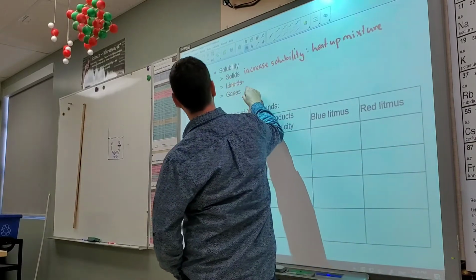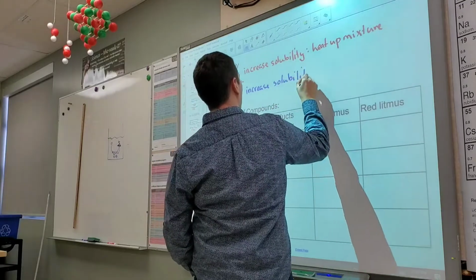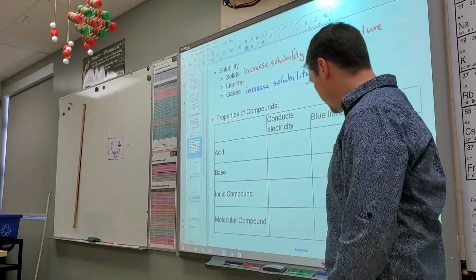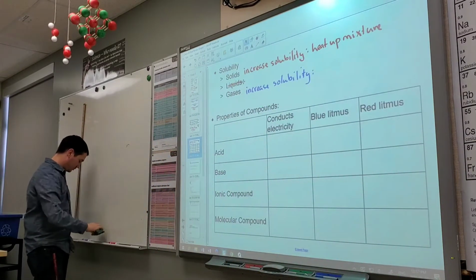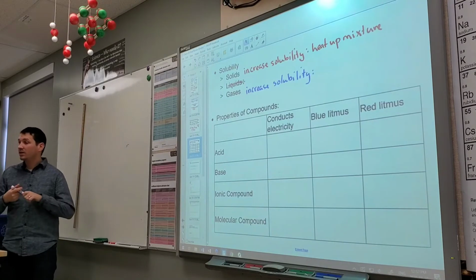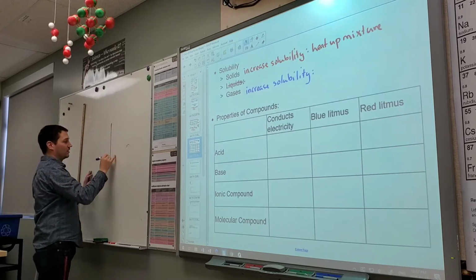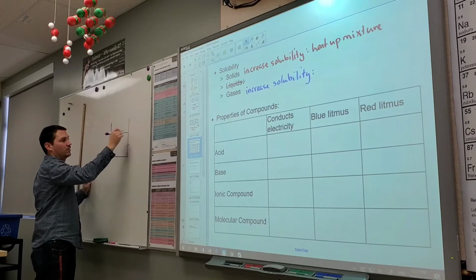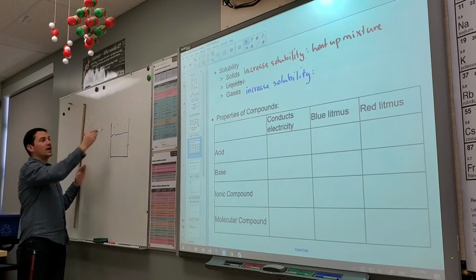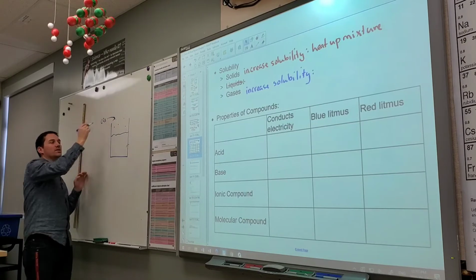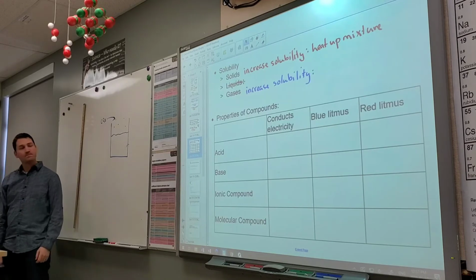What about gases? If you want to increase solubility, what do you want to do? Do you also want to heat it up? I don't know. Let's say you got a bunch of gas particles up here. These gas particles, we'll call them carbon dioxide, because that's what fizzy drinks are made out of, right? Pop, sodas, things like that. Okay?